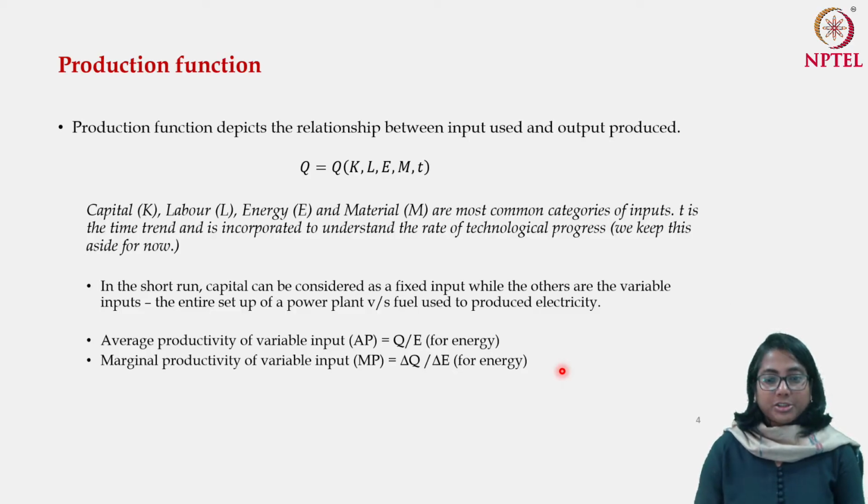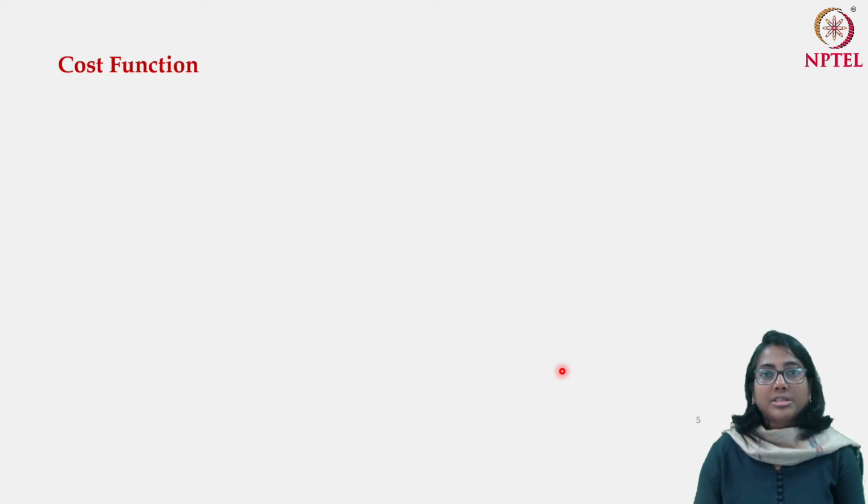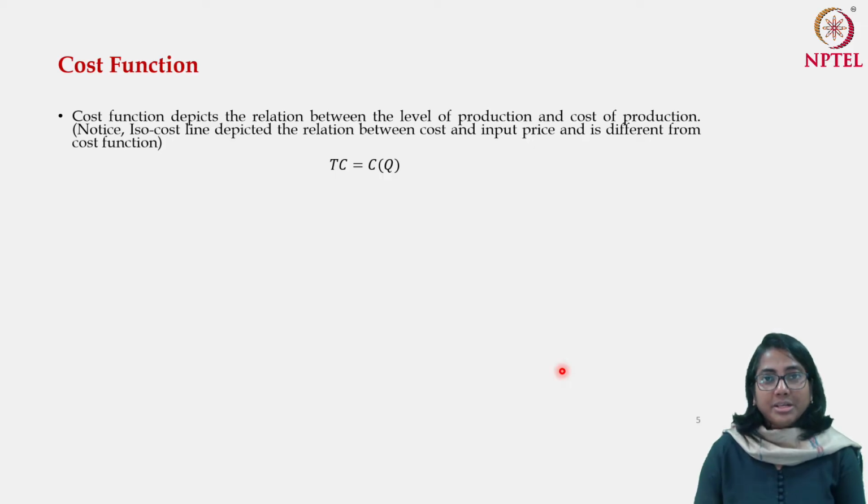Once we start with the production function, next we move on to the concept of cost function. So what is cost function? Cost function depicts the relationship between the level of production and the cost of production. One note I would like to make here, that oftentimes we confuse the cost function and the isocost line. So cost function is typically depicting the relationship between the level of output, that is Q, and the cost that you incur in order to produce that level of output. So no input is taken into account here.